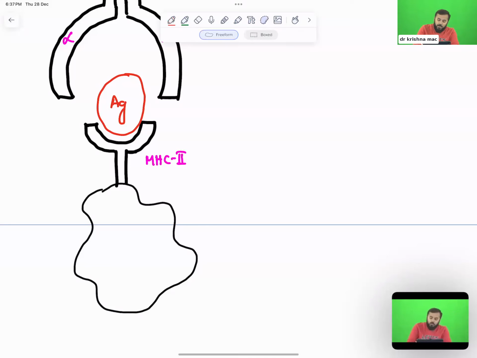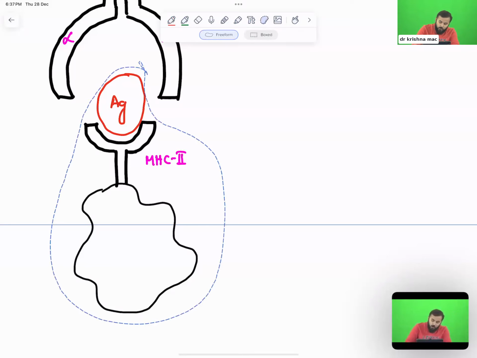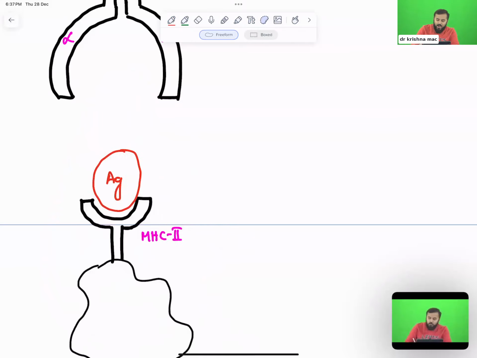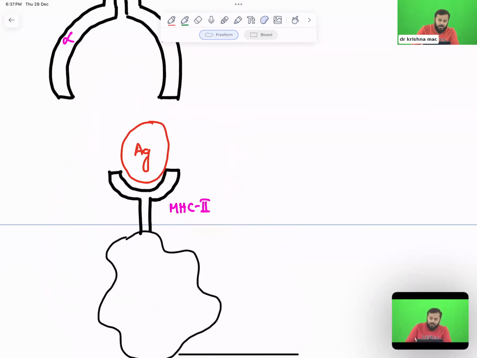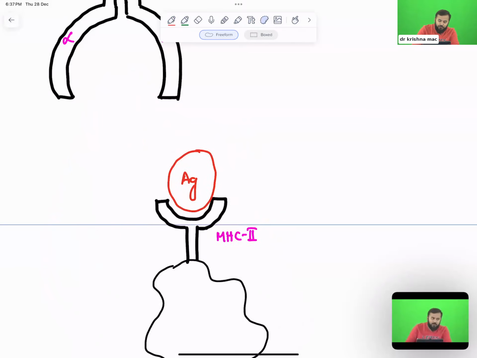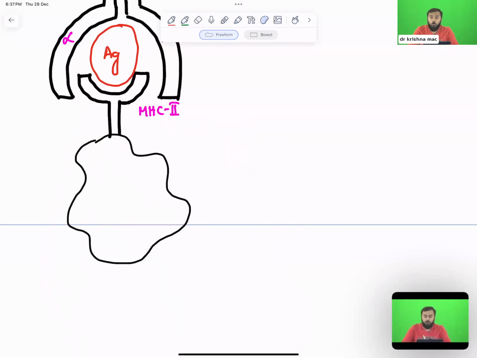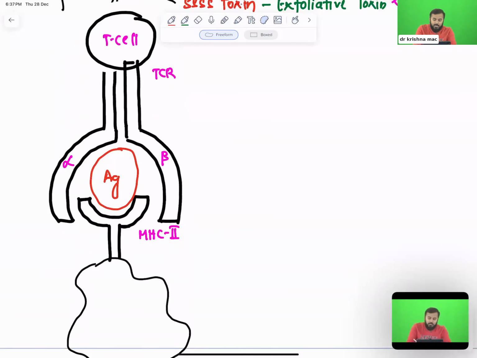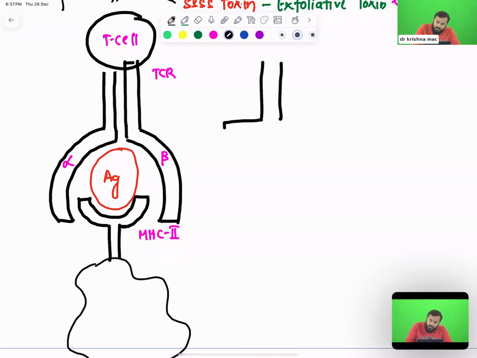And what you do is that you wander everywhere, and finally you go and fix into this. You go and fix into that T cell receptor. Now here, one more important thing I want to tell you, just keep this concept aside. This is another different type of T cell receptor.